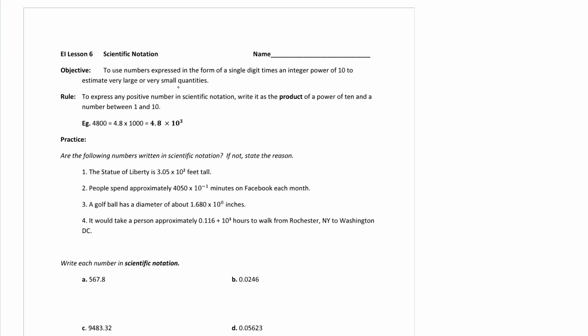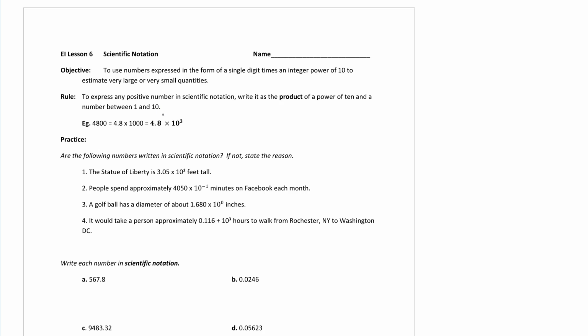Alright, here we are with EI Lesson 6, Scientific Notation. We're changing off of the exponential situations that we were talking about last time and doing a little something different this time. So make sure to take some notes on this first little bit of this video. Our objective is to use numbers expressed in the form of a single digit times an integer power of 10 to estimate super large or super small quantities.